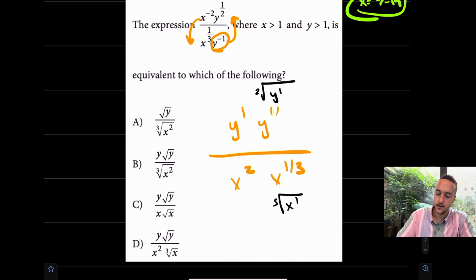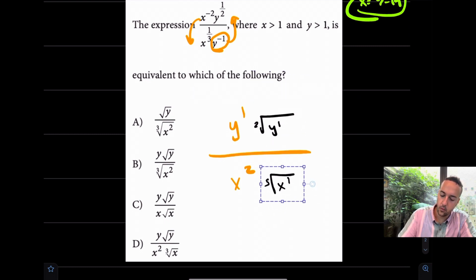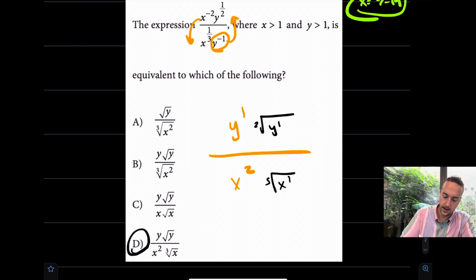I think so. So really at the end of the day, when you rewrite that, you really have y square root y, x squared cube root x. Really, I really like answer choice D. And that's it for this question. It looks a lot harder than it is.